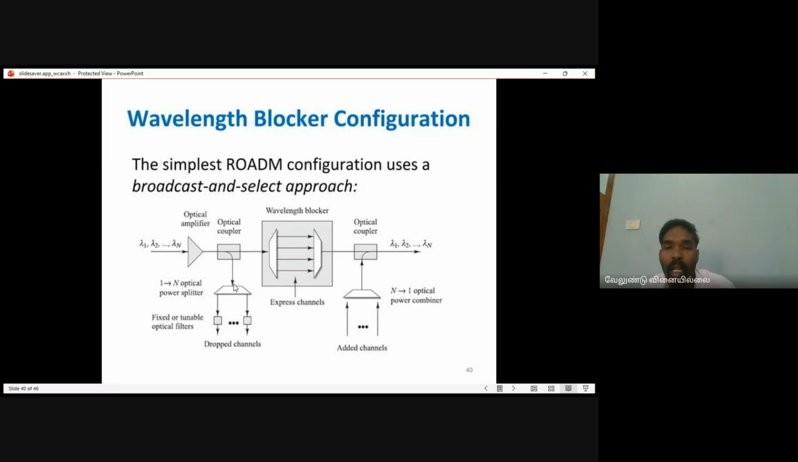The wavelength blocker is used for this; it depends completely on configuration. You can increase the number of fibers or decrease the fibers. That is possible by using this configuration. By using the wavelength blocker, our reconfigurability is very stable and gives a good result.